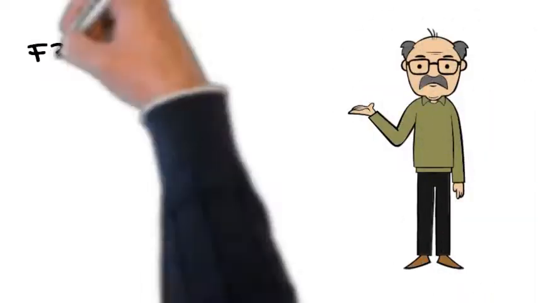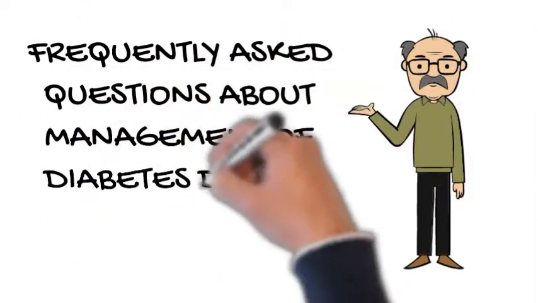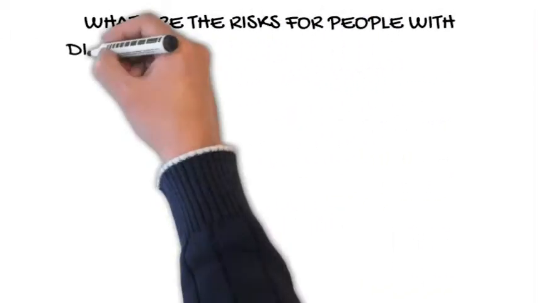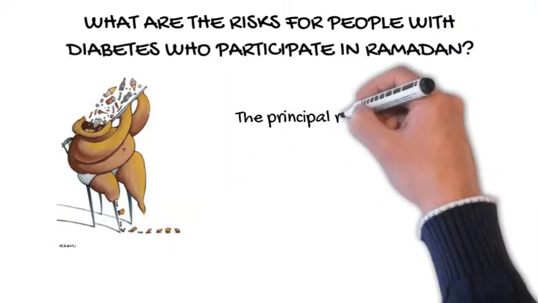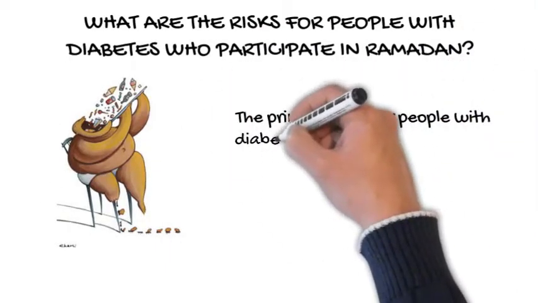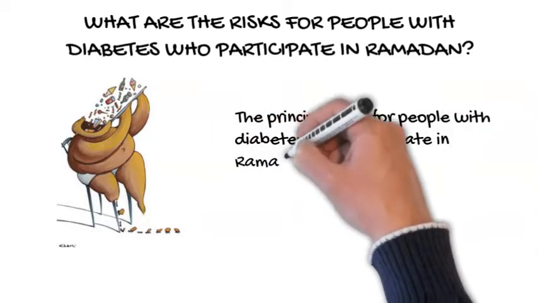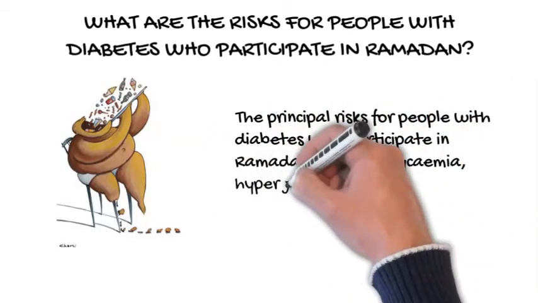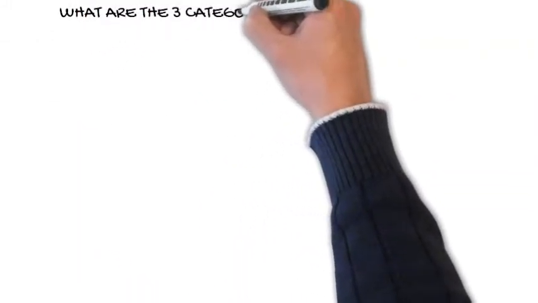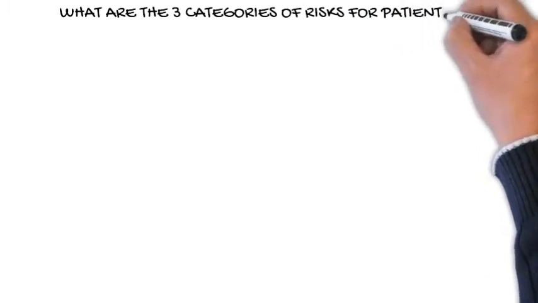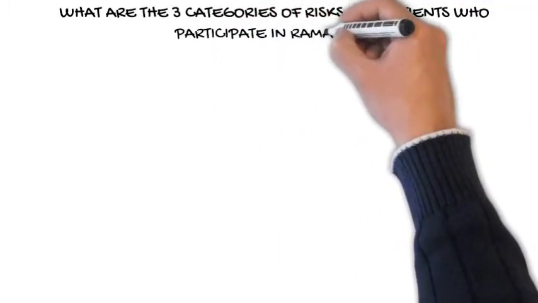Frequently asked questions about management of diabetes during Ramadan. What are the risks for people with diabetes who participate in Ramadan? The principal risks for people with diabetes who participate in Ramadan are hyperglycemia, DKA, dehydration and thrombosis. What are the three categories of risks for patients who participate in Ramadan?